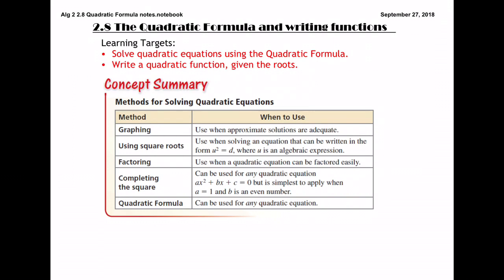Below you can see the concept summary of the methods we have already used for solving quadratic equations. So we solved using graphing, we've used square roots, we've factored, we've completed the square, and we are finally going to wrap things up with the quadratic formula.